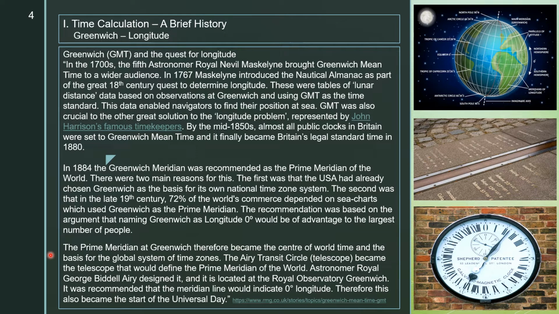The Airy Transit Circle, the telescope, became the telescope that would define the prime meridian of the world. Astronomer Royal George Biddle Airy designed it, and it is located at the Royal Observatory, Greenwich. It was recommended that the meridian line would indicate 0 degrees longitude. Therefore, this also became the start of the Universal Day.